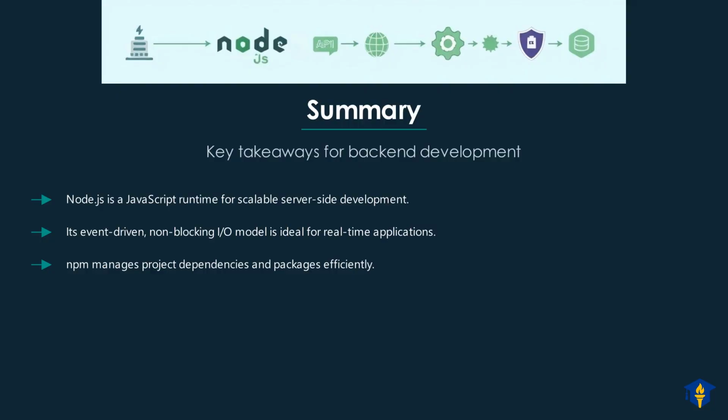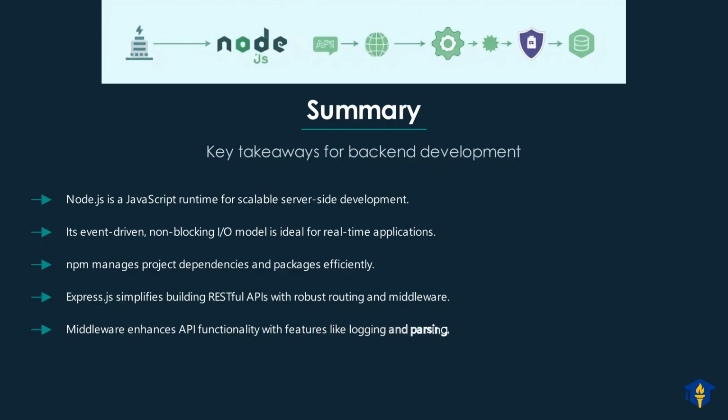npm, the Node package manager, is crucial for efficiently managing all project dependencies and external packages. Express.js simplifies the process of building RESTful APIs, offering robust routing and middleware capabilities. Middleware functions enhance API functionality by adding features like logging, authentication, and request parsing. Implementing effective error handling and seamless database integration are crucial for creating stable and reliable APIs.